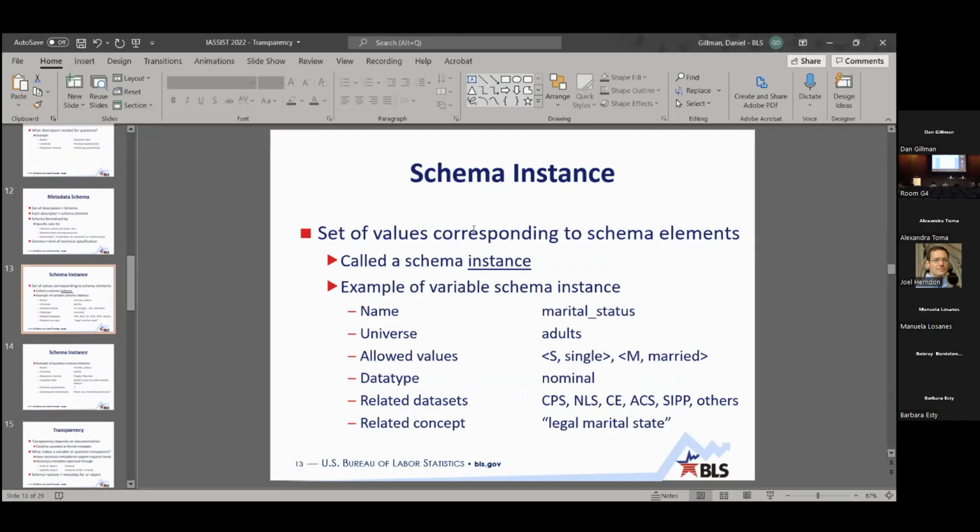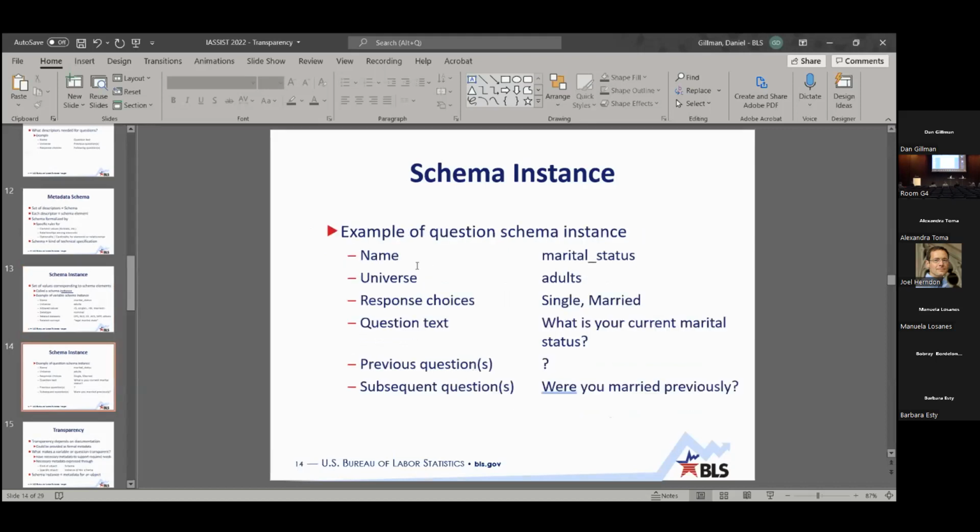And so I have an example here for variables. This would be a description of a marital status variable: the name, the universe, all adults, because I'm assuming only adults get married, allowed values, data type, various surveys that would have that variable, what the underlying concept is. And then for question, the same kind of thing. We have the elements filled out, although I can't know what the previous question might be.